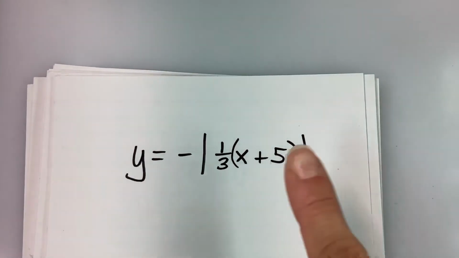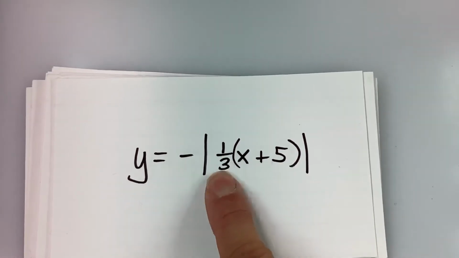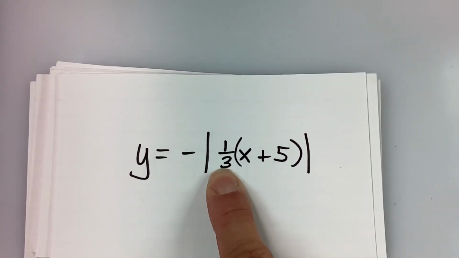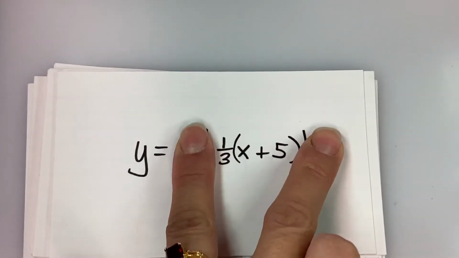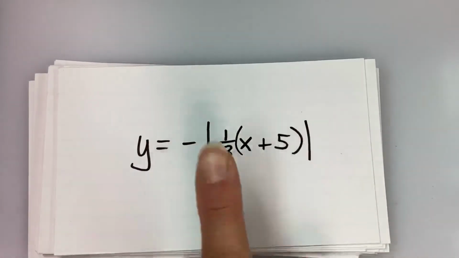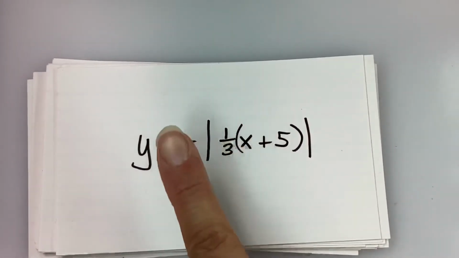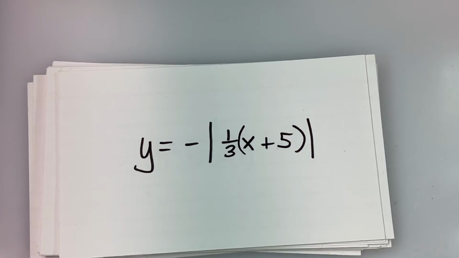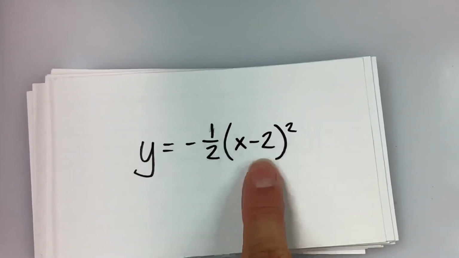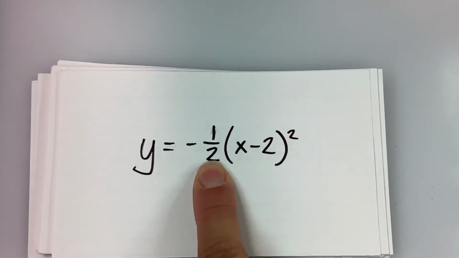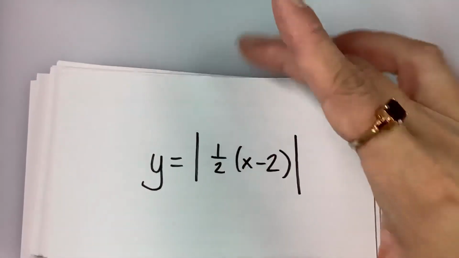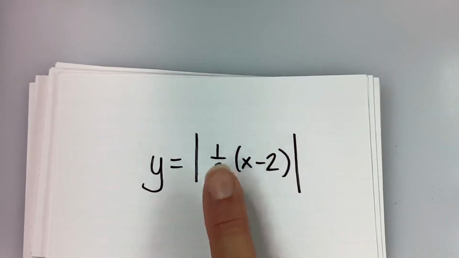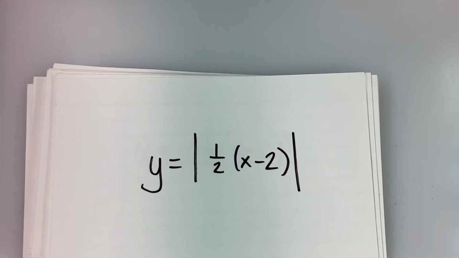Absolute value function. Left 5, horizontal stretch by 3, because again, it's outside a parenthesis, but it's inside my absolute value function, which is what makes it horizontal. So a horizontal stretch by 3, and this is a vertical reflection over the x-axis. Right 2, vertical shrink by a half, vertical reflection over the x-axis, and this is a quadratic. Absolute value function. Right 2, horizontal stretch by 2.